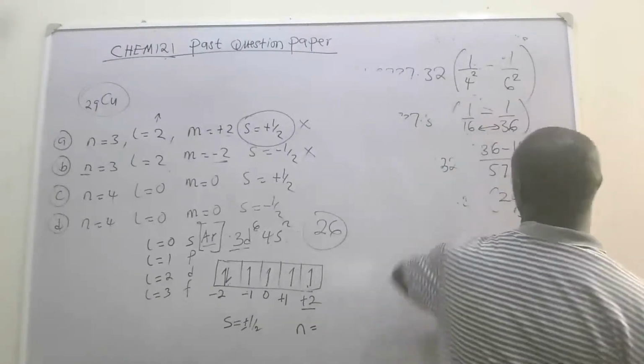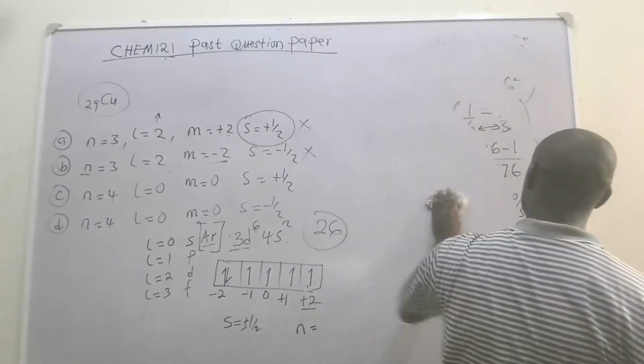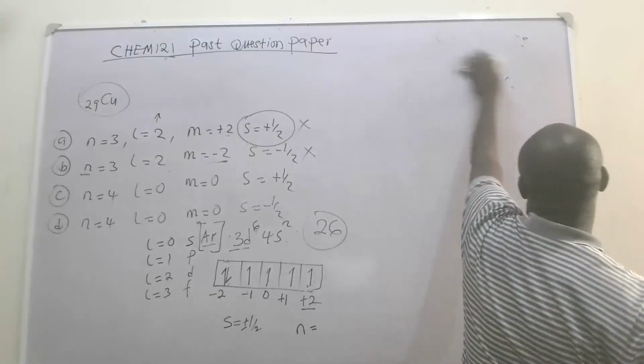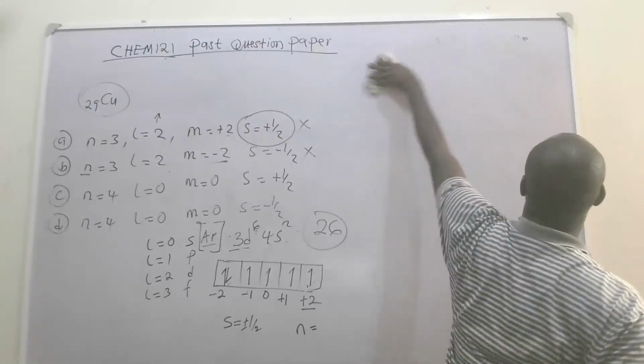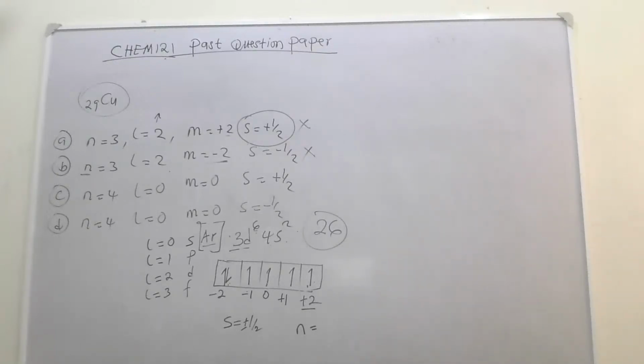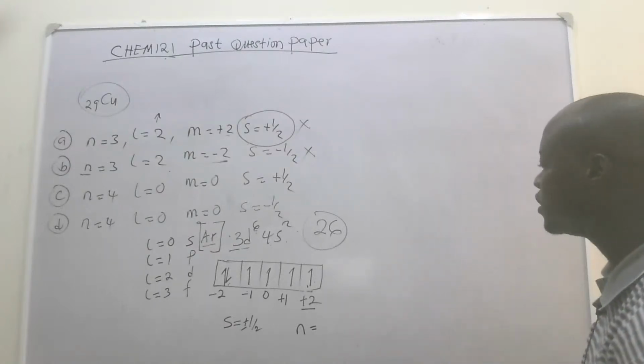So which element has atomic number 23? Please write it in the comment box. Which element has atomic number 26 among the first transition elements? Please write it in the comment box. Excellent, it is Fe, that is iron.